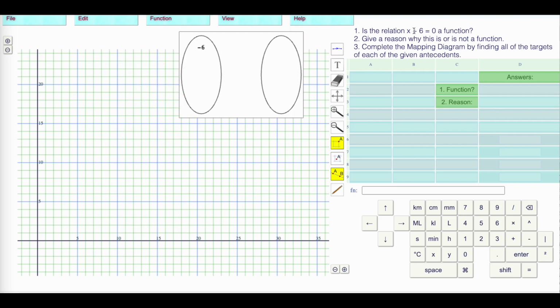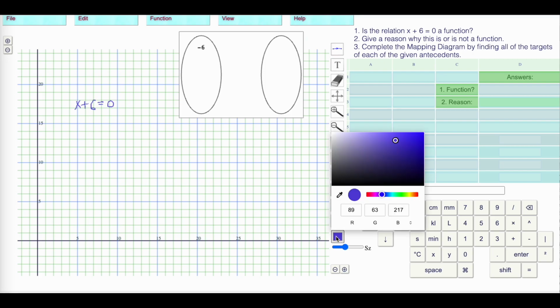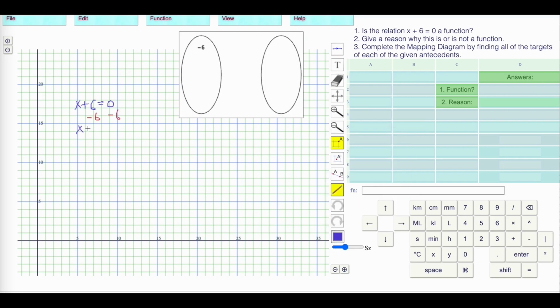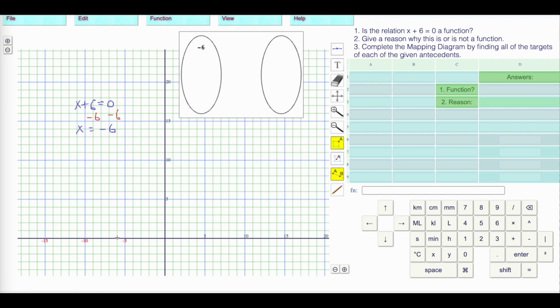Here we have x plus 6 is equal to 0. I want to get the x alone. I'm going to subtract 6 from both sides. That gives me x is equal to -6. No matter what the y value is, the x is always -6. And if you graph that, you end up with a nice line like this. That x is always -6. You have a vertical line, and it fails the vertical line test. If you draw a line through that, it hits at every single point.